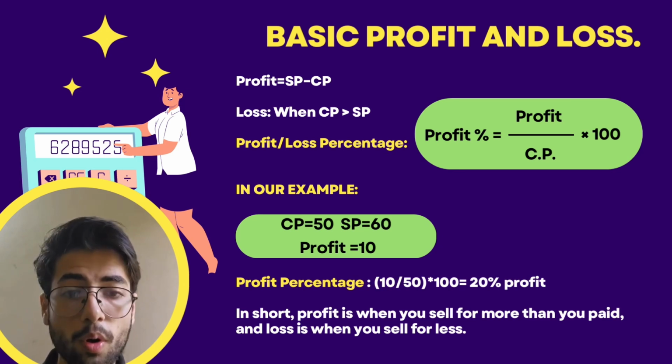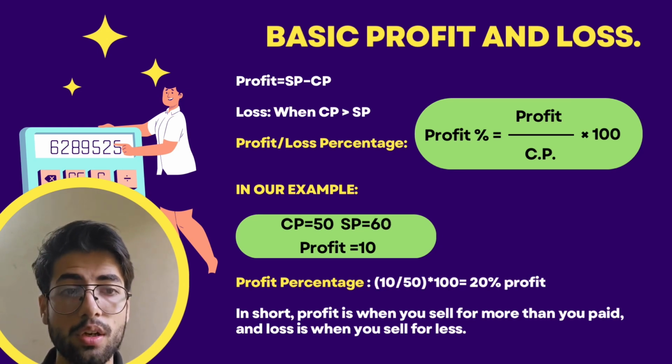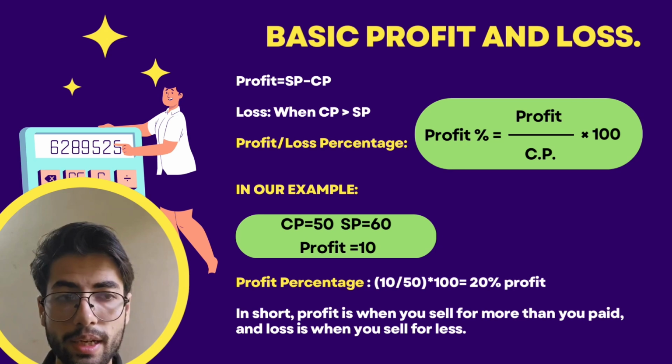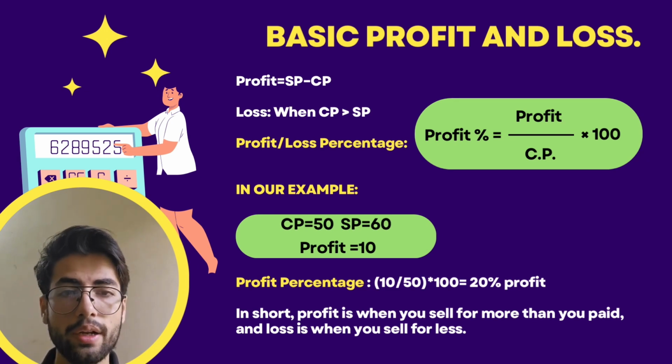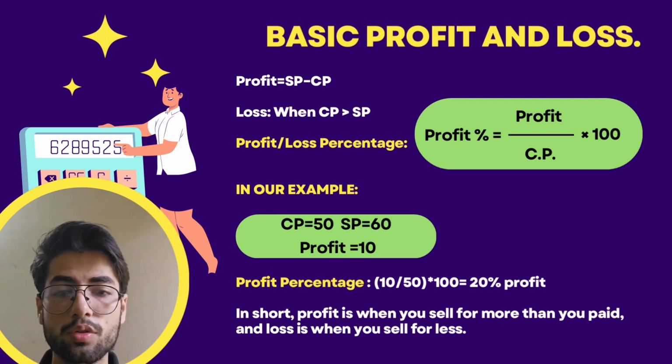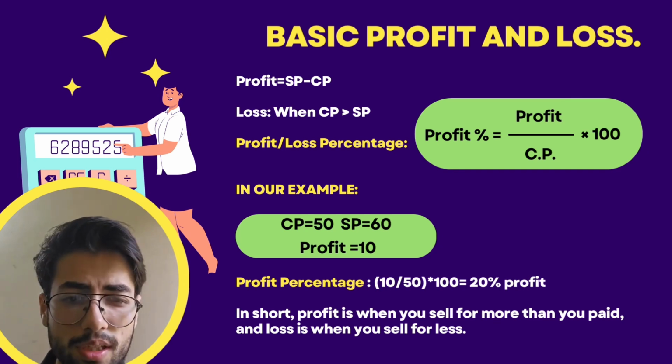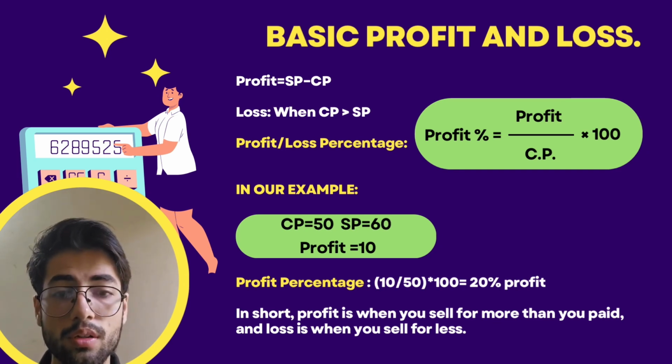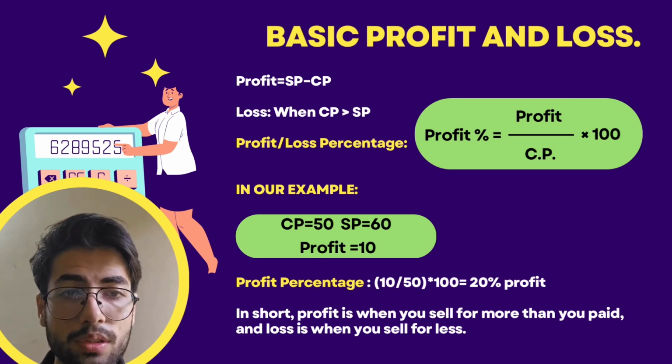Then we talk about profit and loss percentage. Profit and loss percentage indicates the profit or loss as a percentage of the cost price. It helps to measure the efficiency of the transaction and is calculated based on the difference between SP and CP relative to CP. As in the example provided in the slide, the cost price is rupees 200 and the selling price is rupees 300.